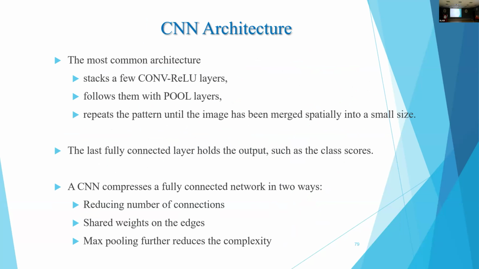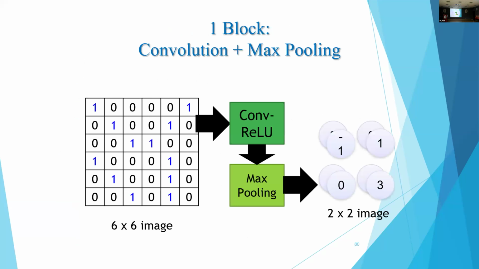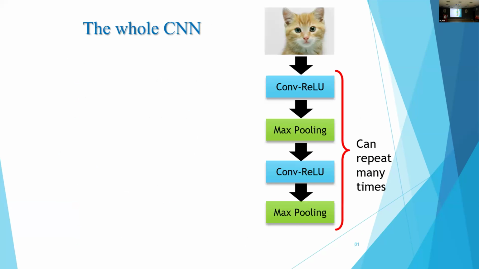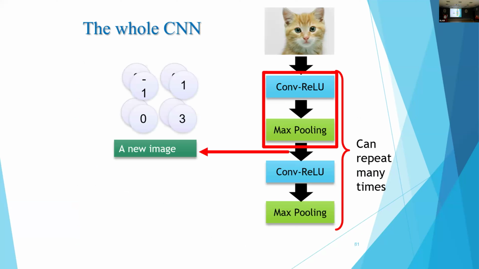So the whole CNN architecture is something like we stack a few convolution layers followed by pooling. We repeat the pattern until the image has been merged spatially into a small size. The last fully connected layer will hold the output, such as the scores. So convolution, max pooling, an image but smaller. Then the whole CNN, convolution and max pooling together. Then we can repeat this. We will have a new image after convolution and max pooling. Then again we will feed this.